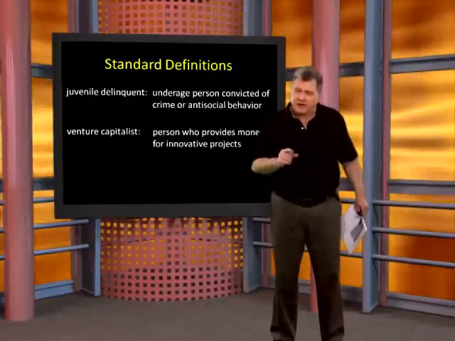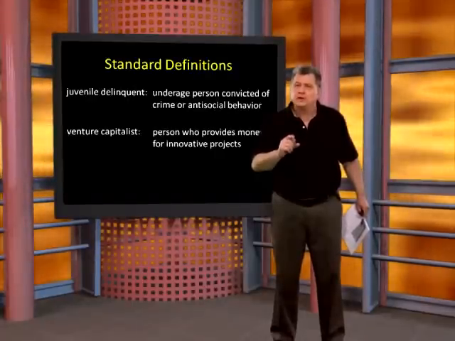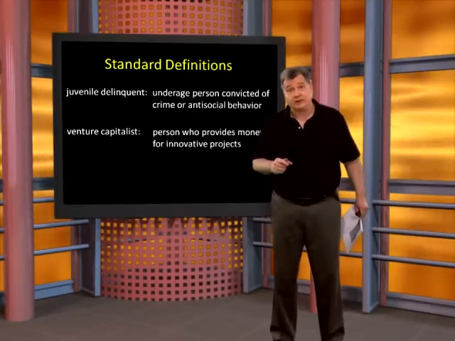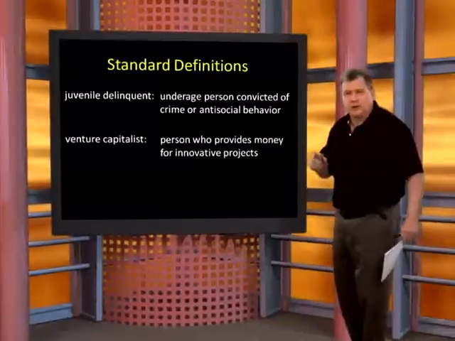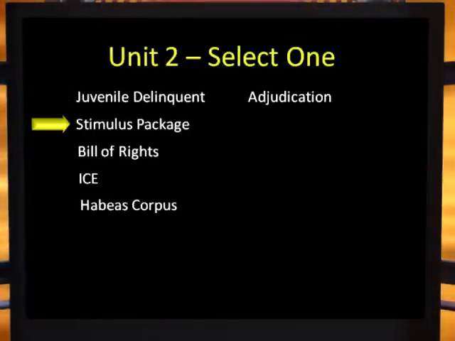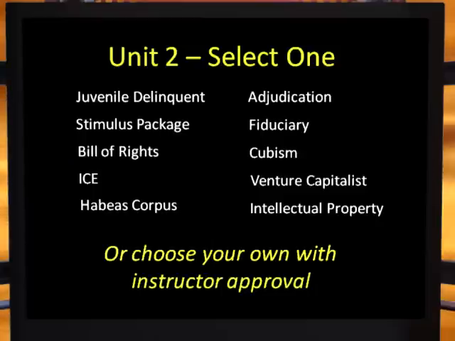However, a standard definition is only one small part of an essay that you would write on one of these assigned terms. Let's take a look at those terms right now. Here they are. Juvenile delinquent, stimulus package, Bill of Rights, ICE, Immigration and Customs Enforcement, Habeas Corpus, Adjudication, Fiduciary, Cubism, Venture Capitalist, Intellectual Property. Or you can suggest your own term to define if your instructor approves.